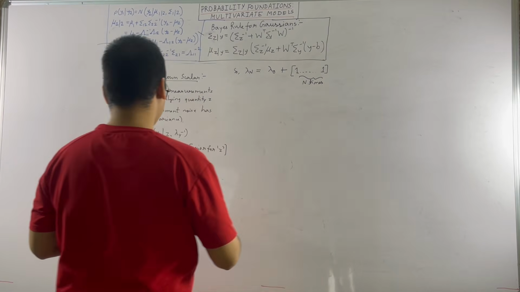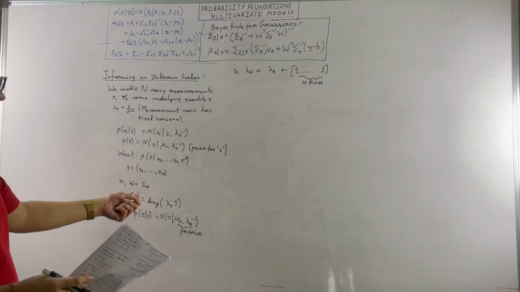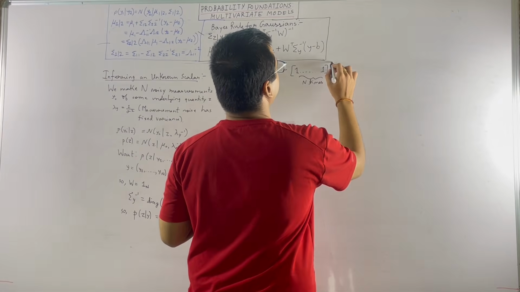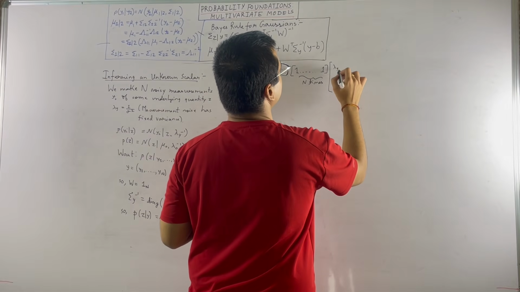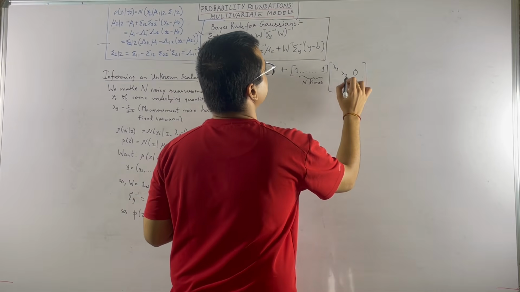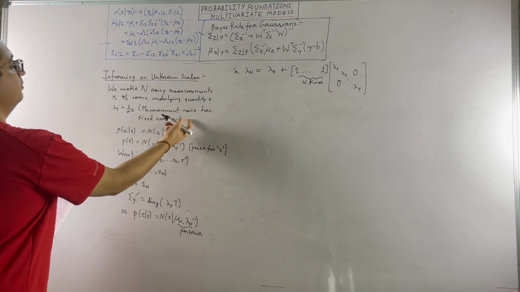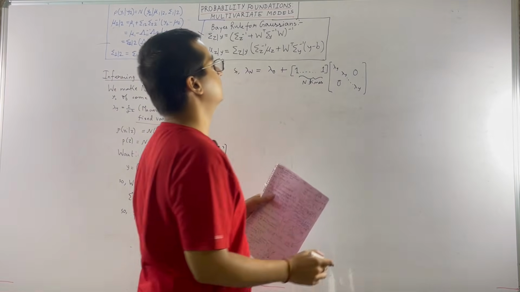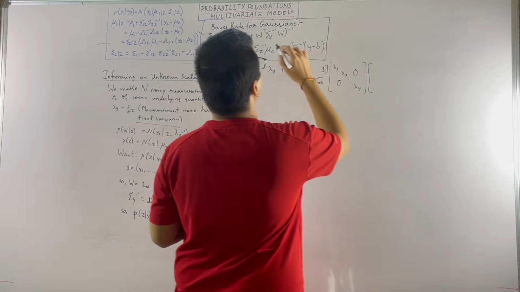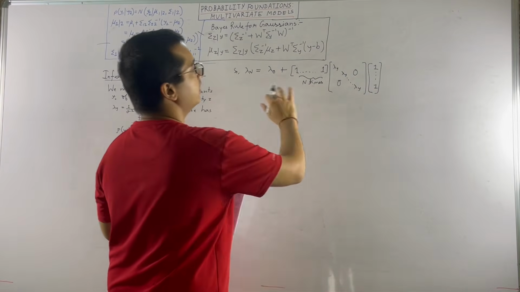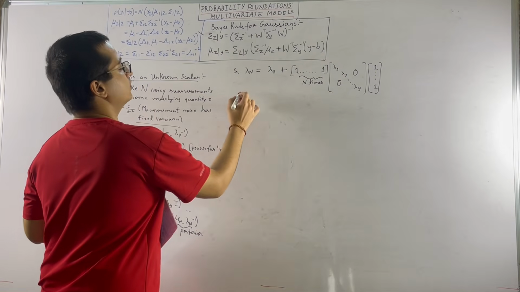And what is sigma y inverse? You have diagonals. So you have lambda y's along the diagonal. And what did we assume? Measurement noise has fixed variance, so this is not changing. And then we have W. You got this equation. How did we write this?